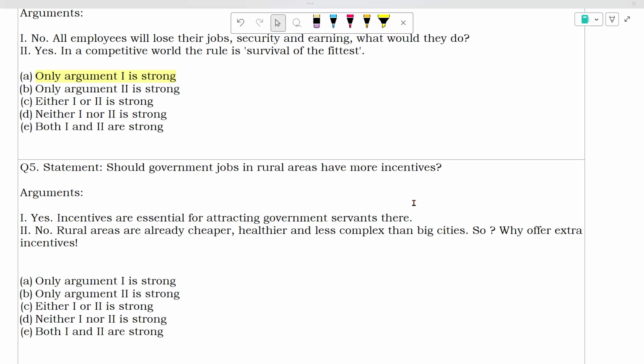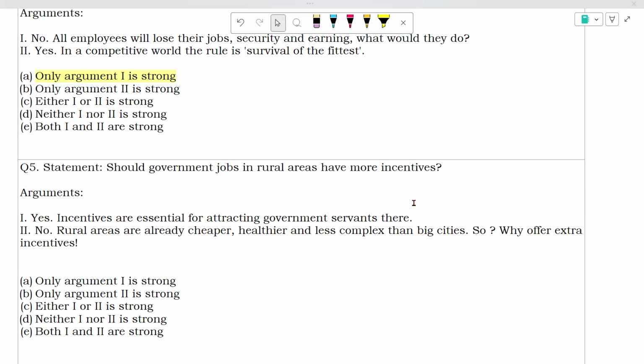Okay. Should government jobs in rural areas have more incentives? Yes, incentives are essential for attracting government servant there. So do you agree with it that if you will not provide incentives, no person will like to go to a rural area? Yes, it is correct. If you will not give incentive, कौन जाएगा rural area में? कोई नहीं जाएगा, सबको तो मॉल चाहिए. Okay, so it is a strong argument.